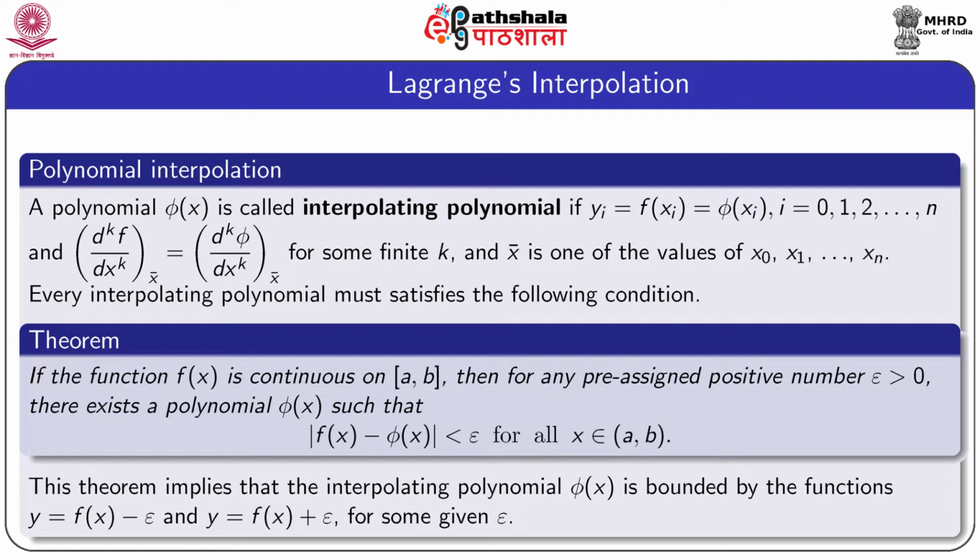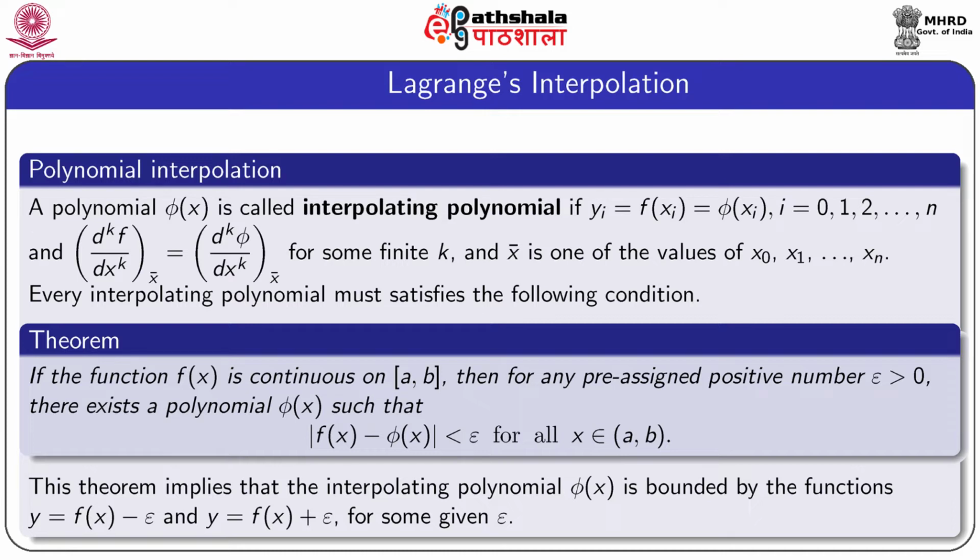The other condition is that the kth derivative of f at the point x bar is equal to the kth derivative of the polynomial at the same point x bar, for particular finite values of k, where x bar is one of the values x 0, x 1 up to x n. Every interpolating polynomial must satisfy this condition, and there is another important condition that should be satisfied by every interpolating polynomial. That one is stated below.